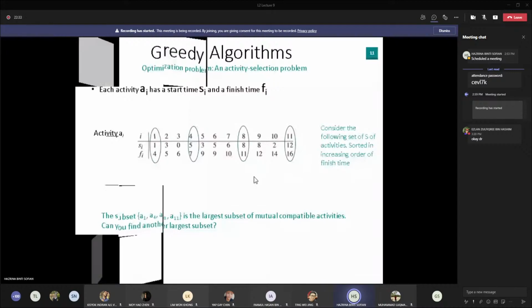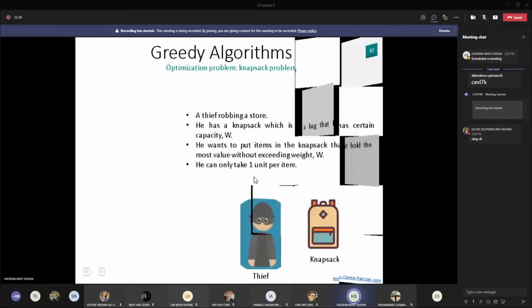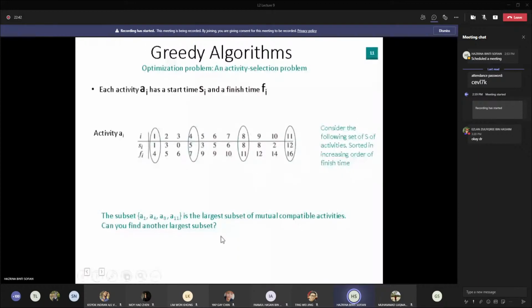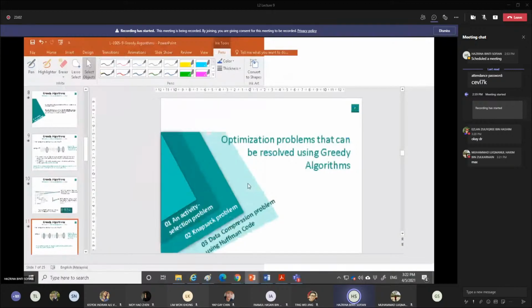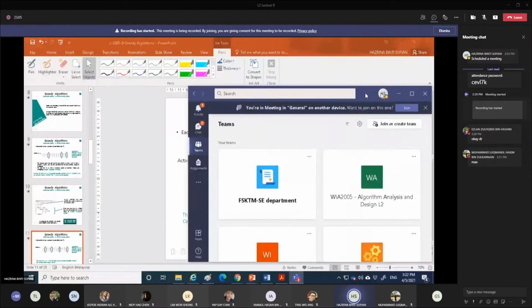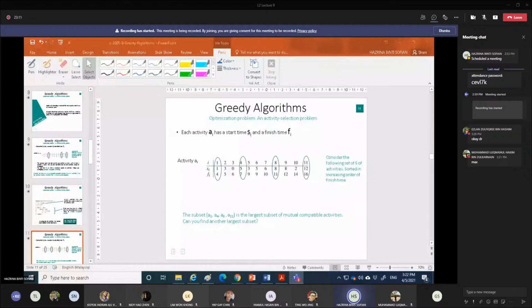But in order to highlight to you, the first problem, is it a maximization problem or a minimization problem? Anybody? What do you think? Maximization. Okay, thank you. It is a maximization problem.